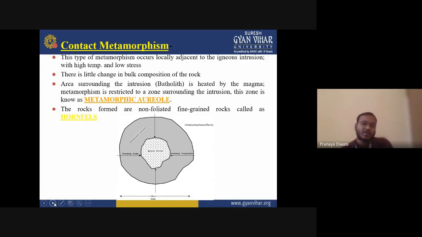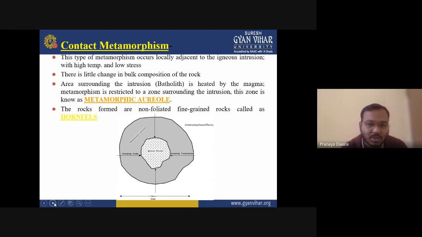This type of metamorphism occurs locally, adjacent to an igneous intrusion, with high temperature and low stress. There is little change in the bulk composition of the rock. The area surrounding the intrusion is heated by the magma. Metamorphism is restricted to the zone surrounding the intrusion. The zone is known as the metamorphic aureole. The rock formed, a non-foliated fine-grained rock, is called hornfels.